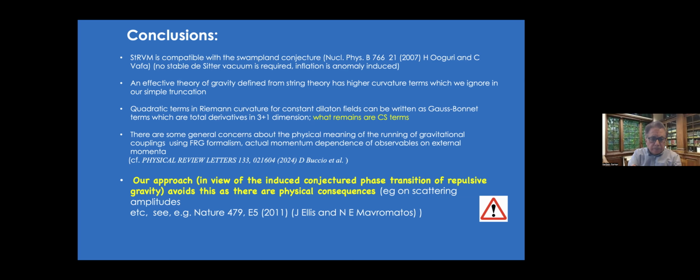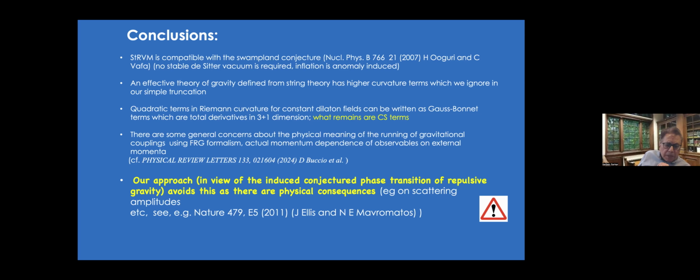So then there are a couple of other things I'd like to mention, and this is something that people in the FRG community know more about, but I have heard mutterings about concerns about the meaning of beta functions calculated as changes in k, where k is what happens in Wetterich, the cutoff. And they say there's no physical meaning of the running of the gravitational couplings using this FRG formalism. You should really worry about actual momentum dependence of observables using external momenta.